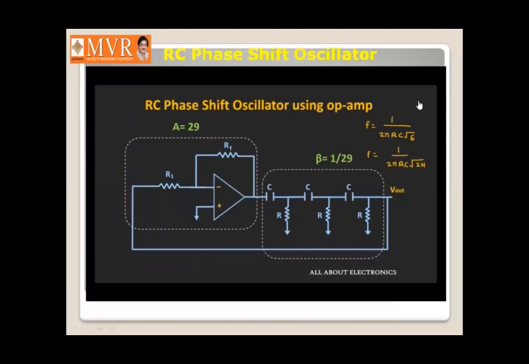Now some of you might be wondering how we got this expression of the frequency, as well as why the attenuation of this RC stage is equal to 1 by 29. So let us derive these two expressions very quickly.